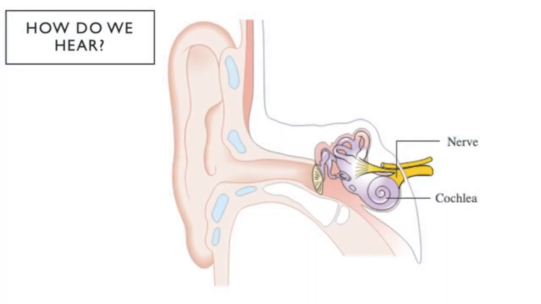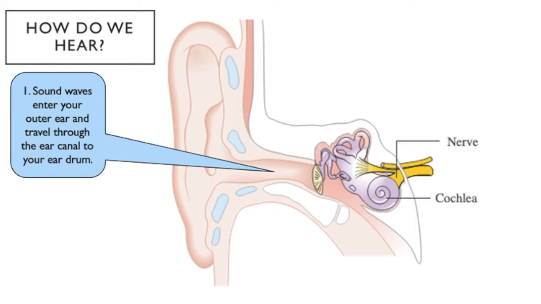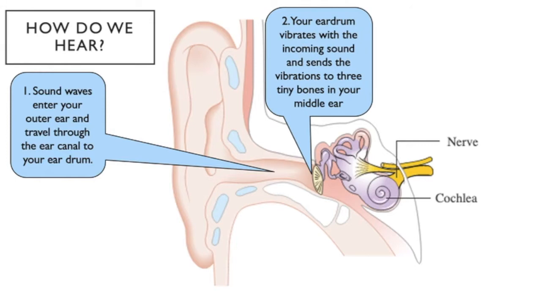So, how do we hear? We hear different sounds of different pitch and different loudnesses. These can be picked up because of how we hear. So first of all, sound waves enter your outer ear and travel through the ear canal to your eardrum. Your eardrum vibrates with the incoming sound and sends the vibrations to three tiny bones in your middle ear.